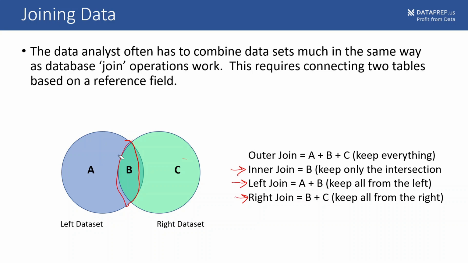And you can take a more expansive view as well. You may say, let's just combine everything that appears in A and B and put it all together in a single data set. And that would be called an outer join.